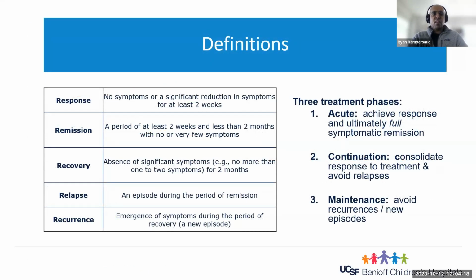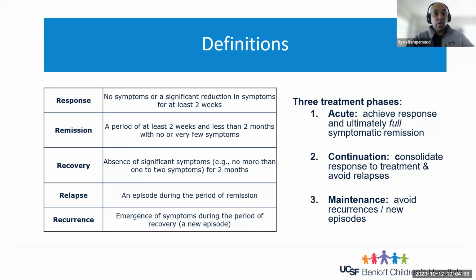So just a little definition. When we think about treatment, we think about 3 phases: the acute phase, the continuation phase, and the maintenance phase. The acute phase is where we want to start a medication and achieve a response and ultimately symptomatic remission. In the continuation phase, we want to consolidate that response to treatment and avoid relapses. And as we'll talk about in a little bit, that includes SSRIs, but also other interventions, whether that's behavioral, psychotherapy, or other things that you implement with families to continue to keep that response going. And then in maintenance, we want to avoid recurrences and new episodes.